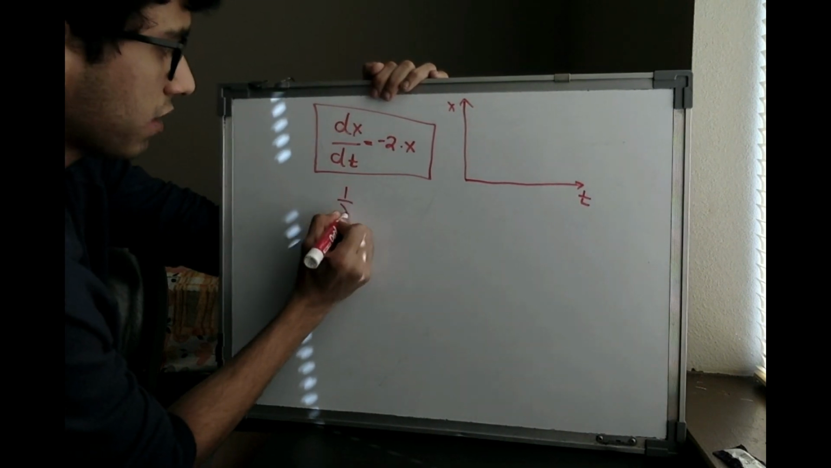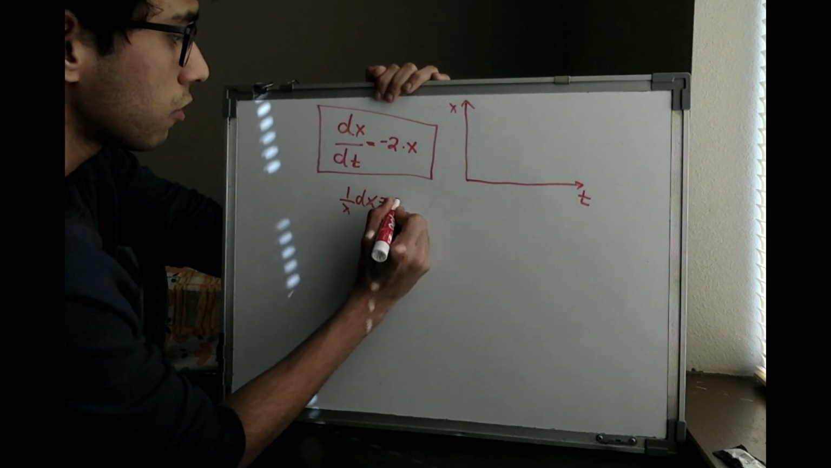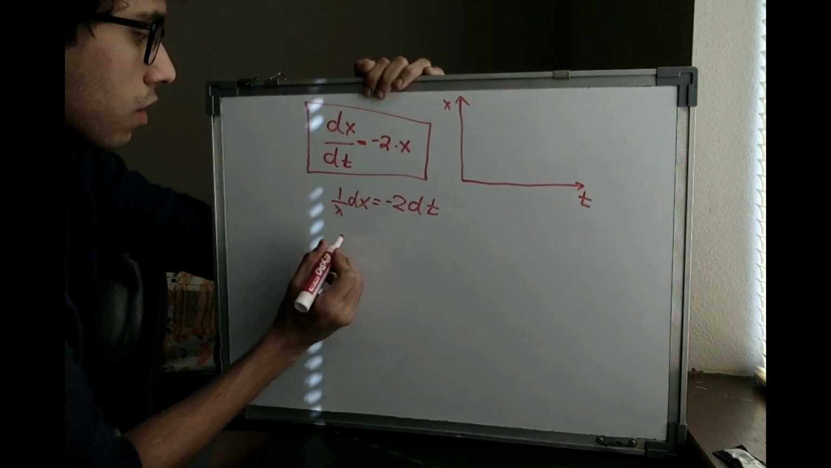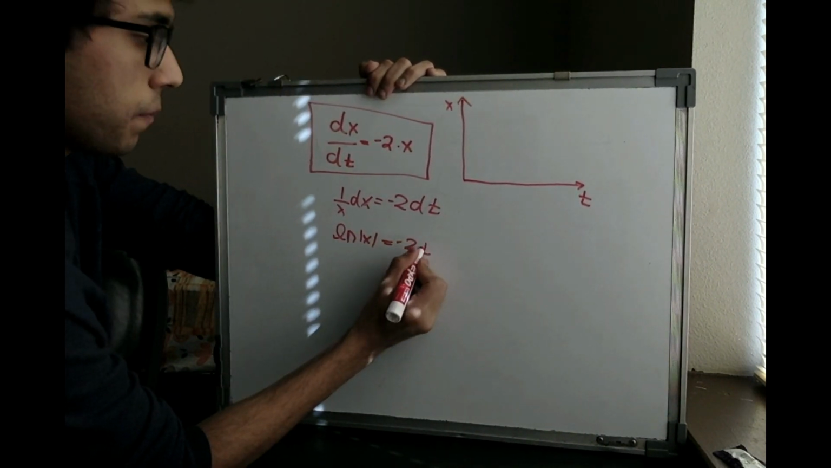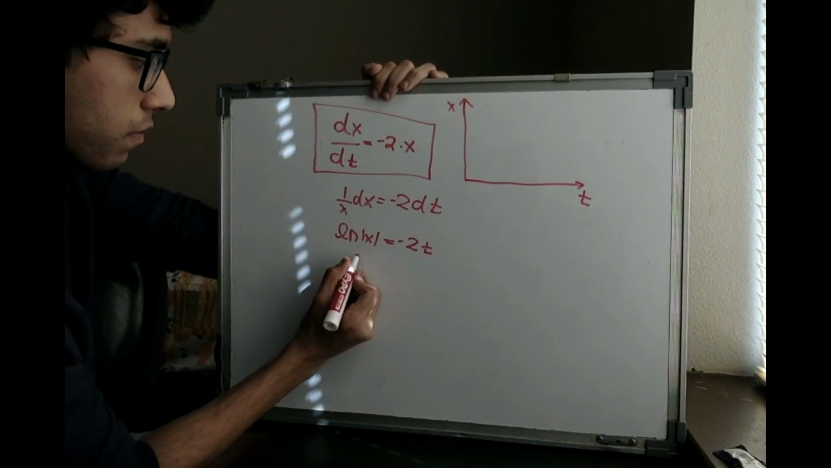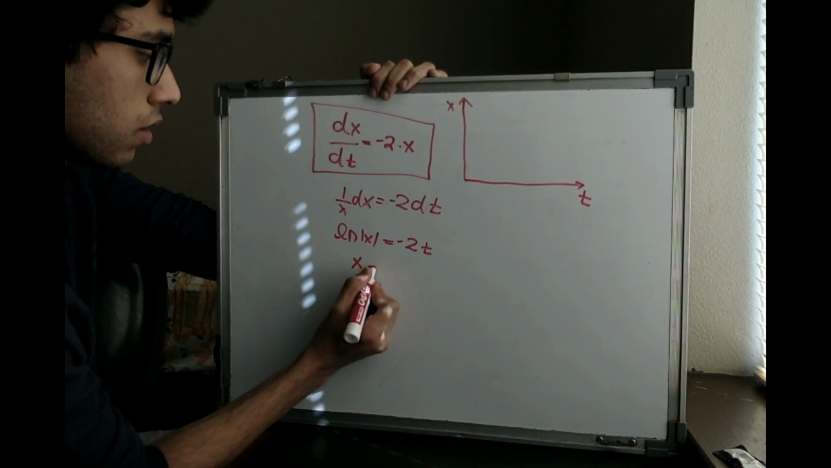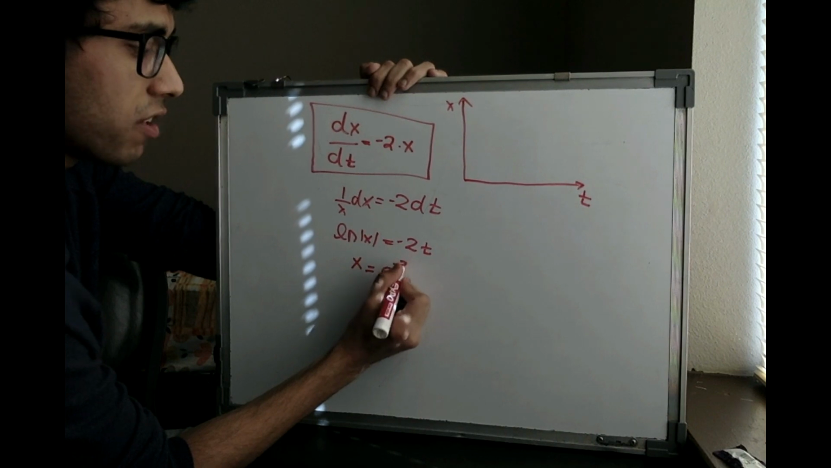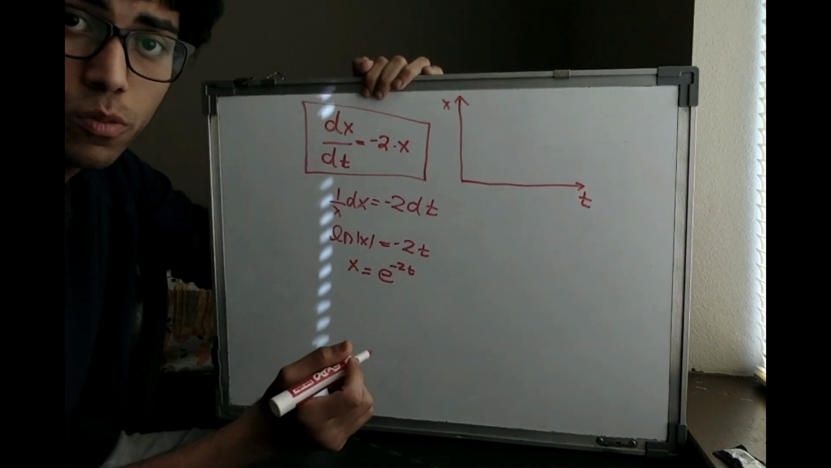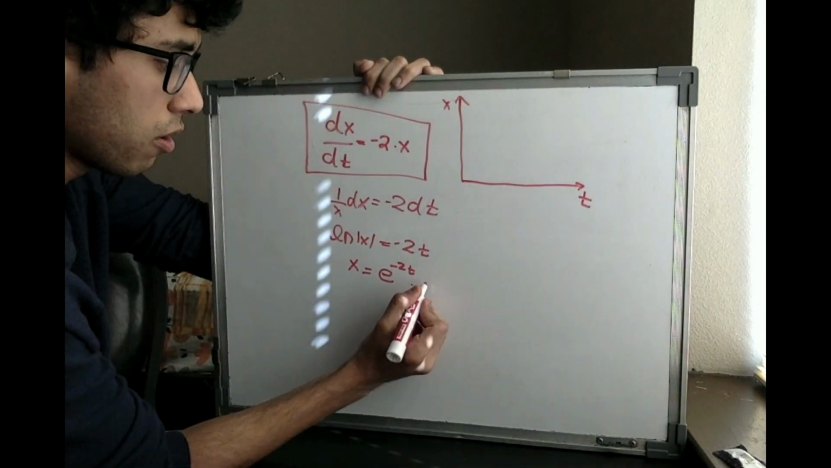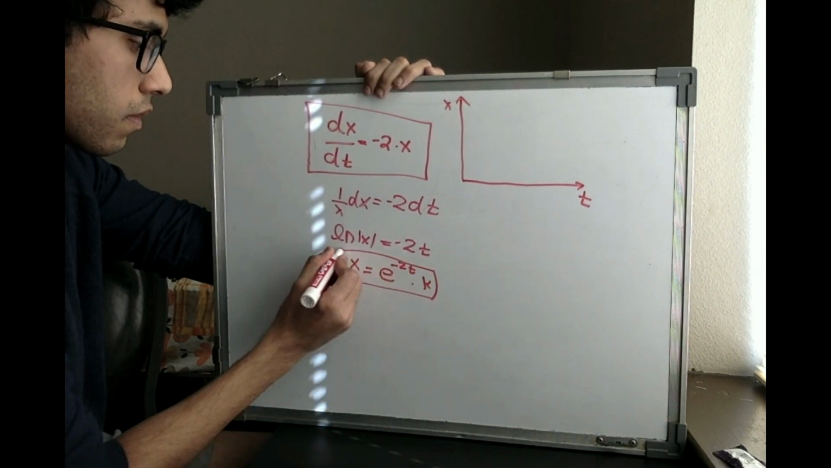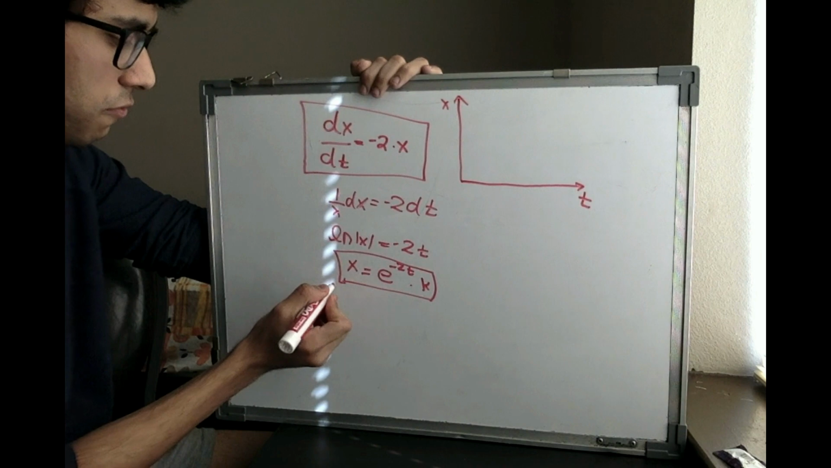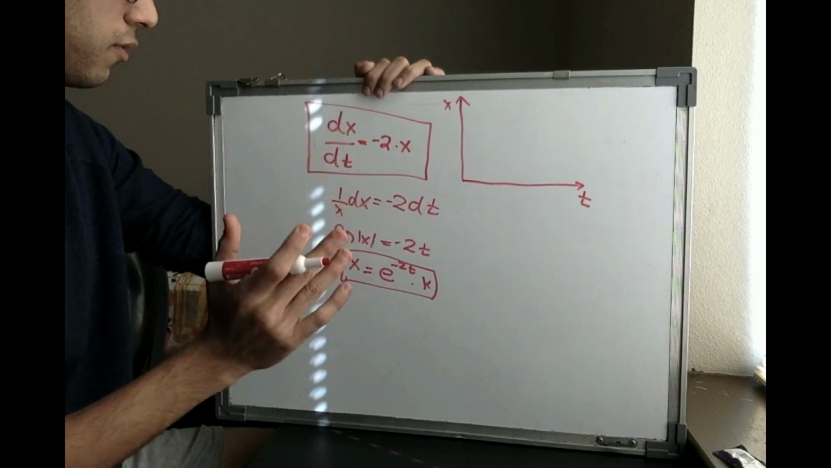So 1 over x dx equals negative 2 dt. So ln of x equals negative 2t, or x equals e to the power negative 2t. And if I try to bring the initial conditions here, e to the power negative 2t will be multiplied by a value k. And this is my final form of the solution of this equation.